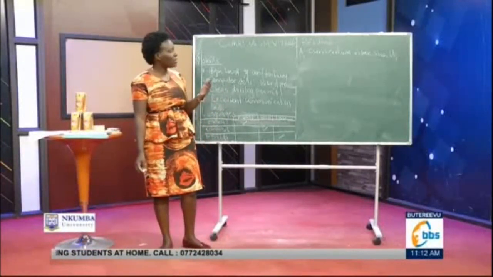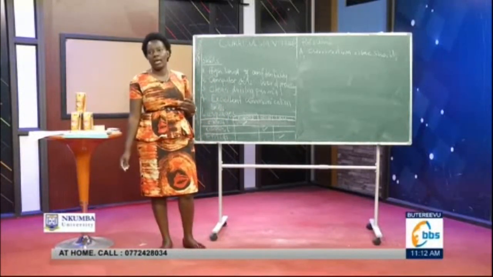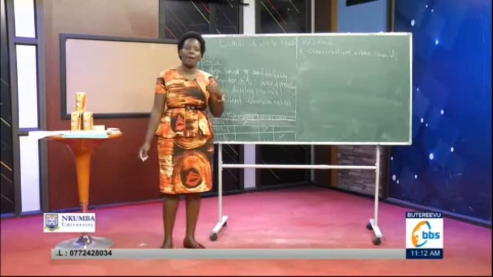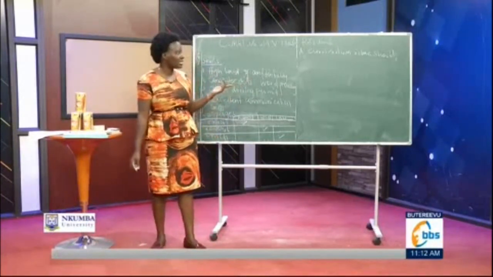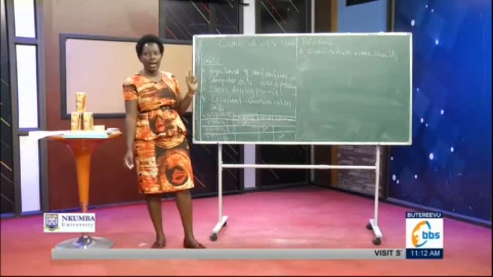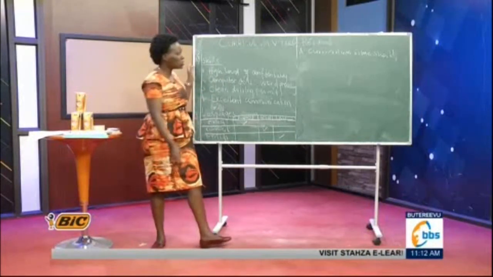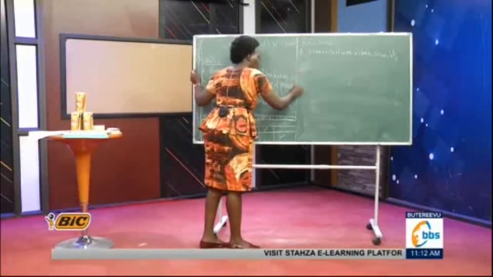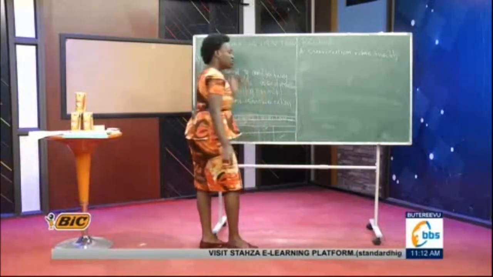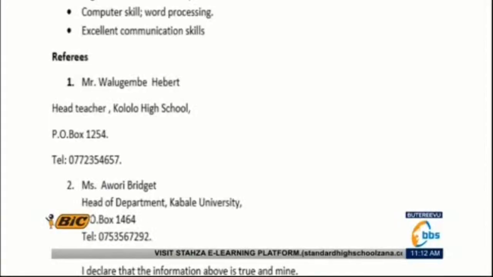So make sure that the referees know you very well. And if possible, call them prior before you put their names, addresses and telephone numbers on your curriculum vitae. The referees could be about 2 or 3, depending on how many you know. This could range from people who know you personally to people who have taught you, like your teachers.